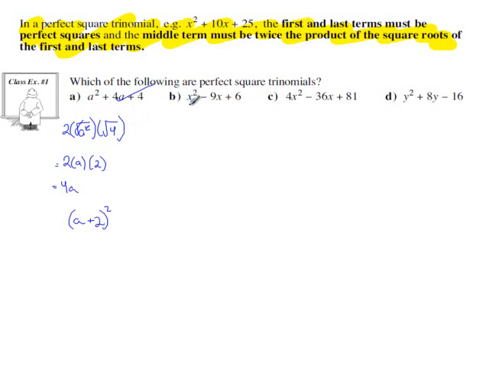Part B. Check the first and last terms first to see if they're perfect squares. So x squared is a perfect square. 6 is not a perfect square. The square root of 6 is just a decimal number. So right away you can say, nope, this is not a perfect square trinomial.